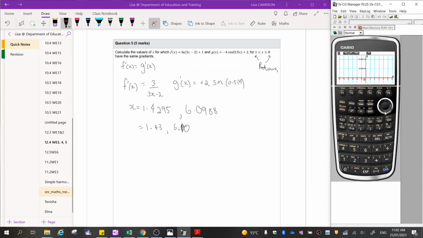Scroll down. Now, my one isn't showing a very nice picture because it's just really zoomed out. So there you can see we've got a couple of points of intersection. I can G-solve for them. And that's going to be where the gradient is equal and we want the x value. So intersection points, that's out of our domain. That's out of the domain. That's in the domain. There he is, 1.4 and 6.98. So that's how you could solve graphically.